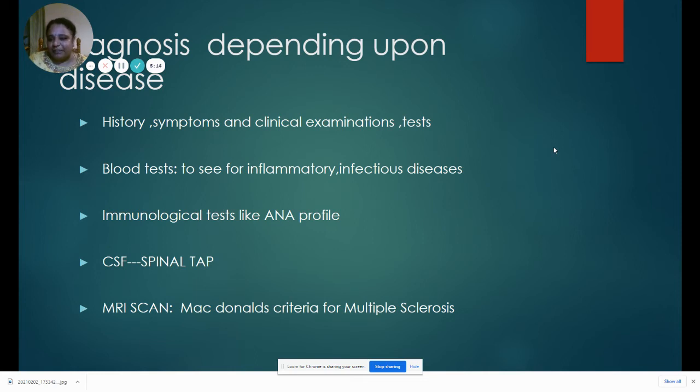CSF, cerebrospinal fluid, you can draw by lumbar puncture or a spinal tap. You can look at protein content and other things. This will lead to diagnosis of multiple sclerosis and other conditions. You apply the McDonald criteria for multiple sclerosis diagnosis depending upon the MRI scan.